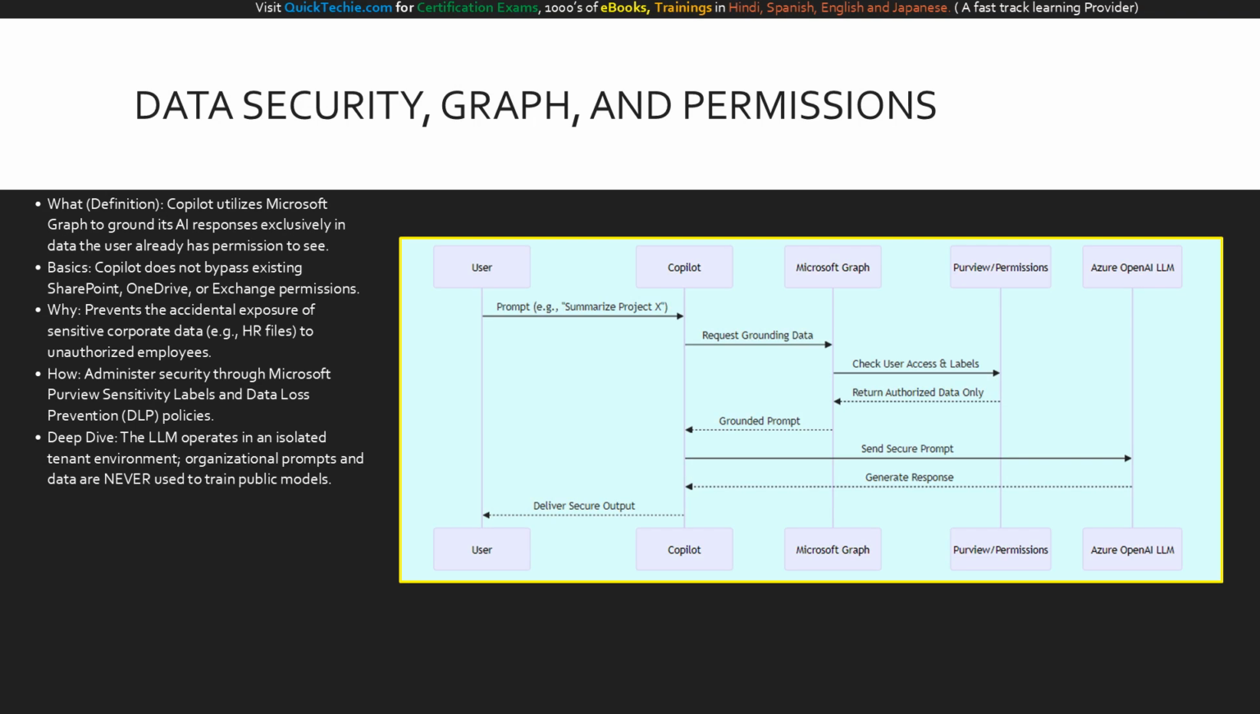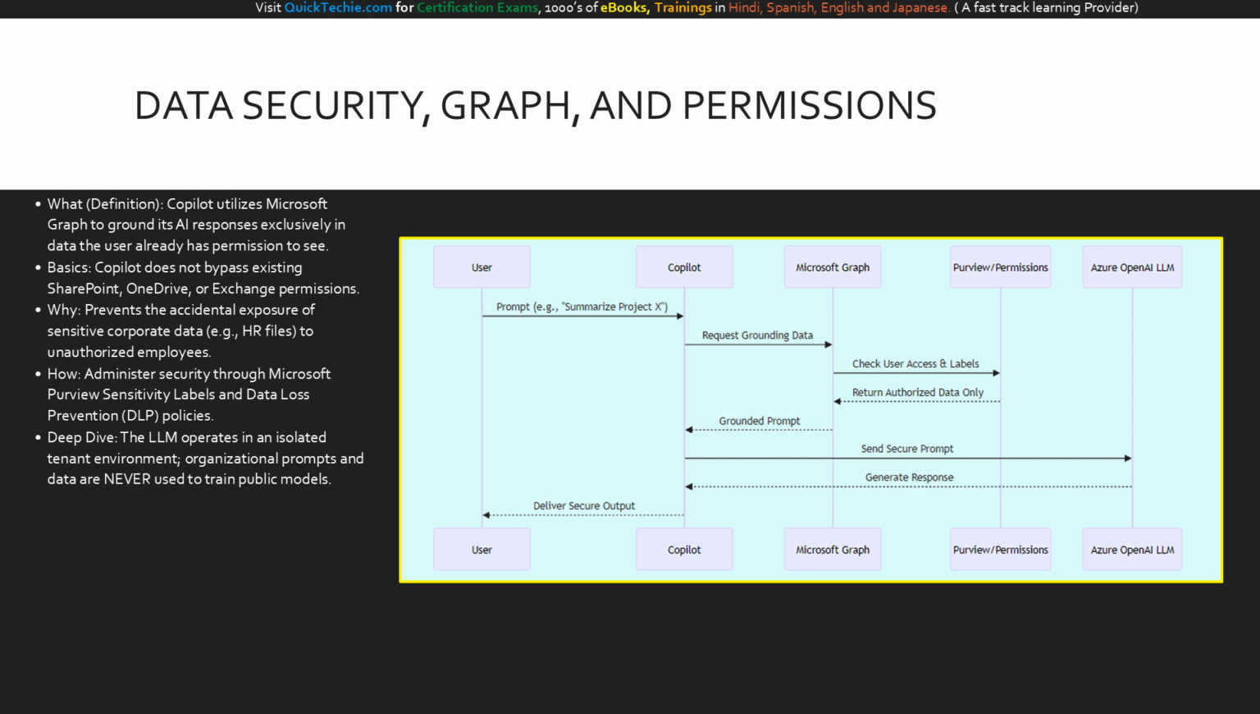When deploying AI, security is the foremost concern for leadership. Let me be unequivocally clear: Microsoft 365 Copilot only sees what the user sees. It does not bypass your existing access controls. Copilot retrieves its knowledge through Microsoft Graph, which acts as a secure gateway, enforcing the user's exact permissions in SharePoint, OneDrive, and Teams before any data is sent to the AI. If an employee cannot open a confidential HR document manually, Copilot cannot summarize it for them.